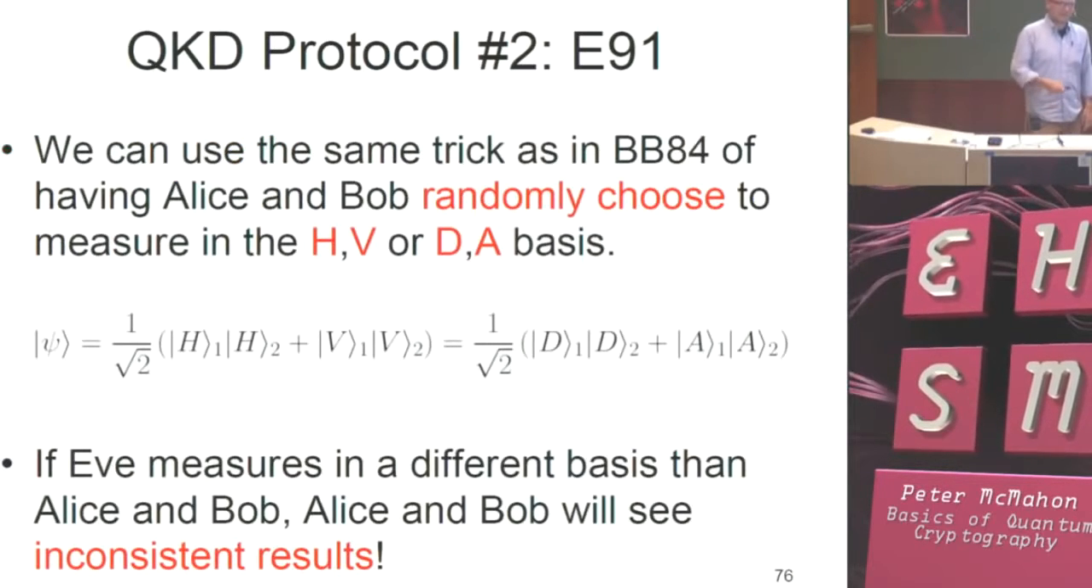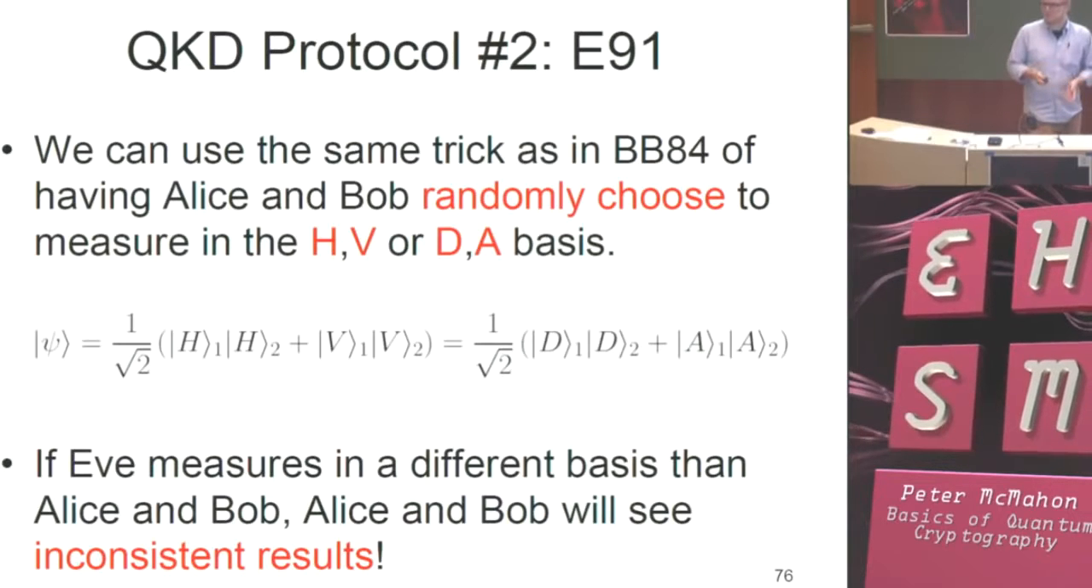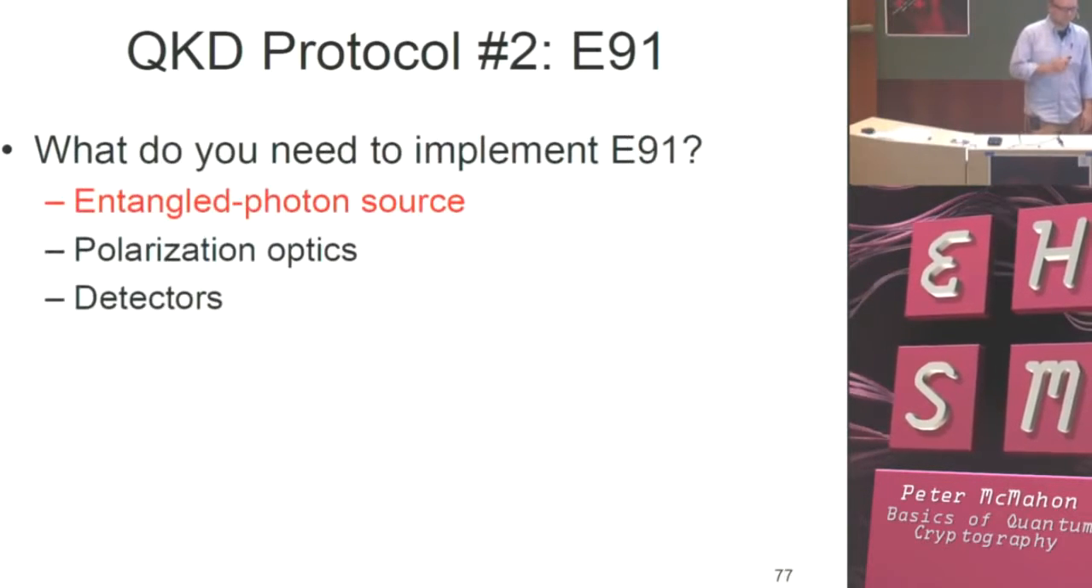And they should do this with randomly chosen bases, so that if Eve interferes, then Alice and Bob will see some inconsistent results. If they don't change the basis, then it will be possible for Eve to intercept and reproduce the states, and then they wouldn't be able to detect it. But if they use the same trick as BB84, then this problem goes away.